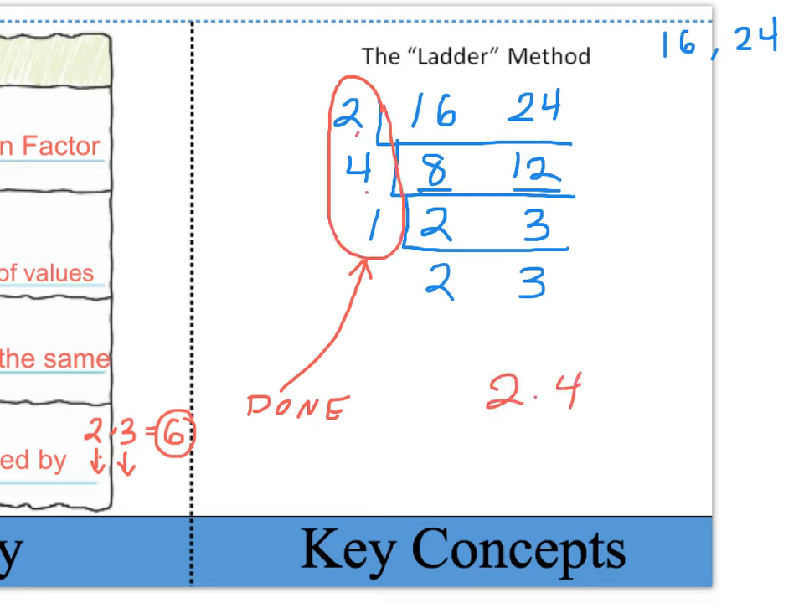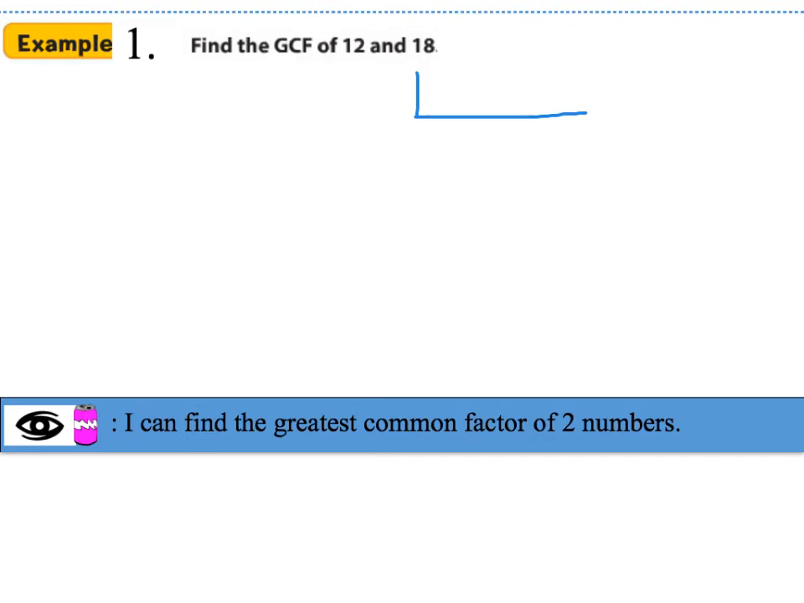So for example 1, they're asking us to find the GCF of 12 and 18. So in order to do that, let's go ahead and draw the upside-down ladder. And I'm going to place the first number inside and the second number right next to it inside of the upside-down ladder. So my job is to go ahead and determine what number goes into 12 and 18 nice and even. And I can say 3, because 3 goes into 12 4 times, and 3 goes into 18 6 times.